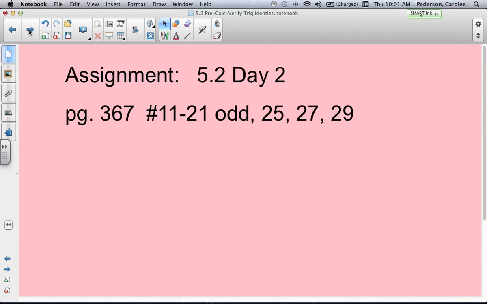Here is what your assignment will be today on 5.2 day 2. 11 through 21 odd, 25, 27, and 29.